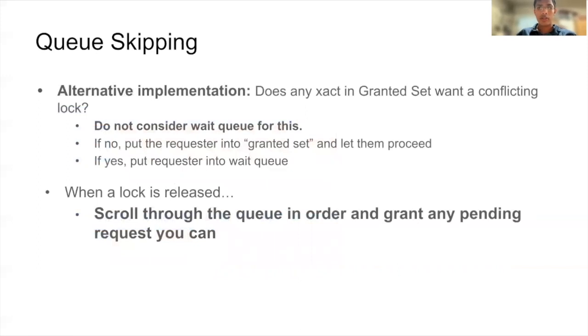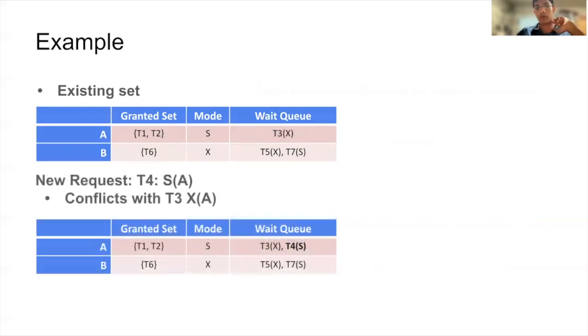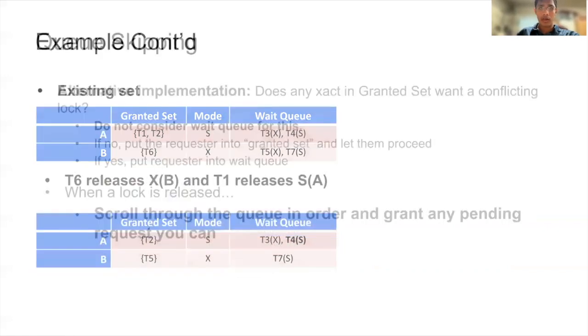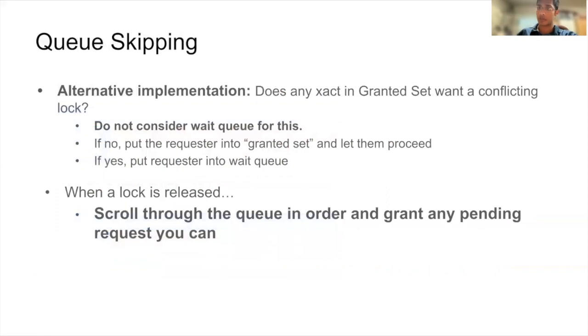So there's this interesting thing then that you might have noticed where we put T4 in the wait queue, even though it didn't really conflict with anything in the granted set. And you might ask, isn't that a little bit inefficient? Well, it turns out that there is an alternative implementation. I wouldn't say it's better or worse. It's just different. It has different pros and cons, but this alternative implementation is called queue skipping.